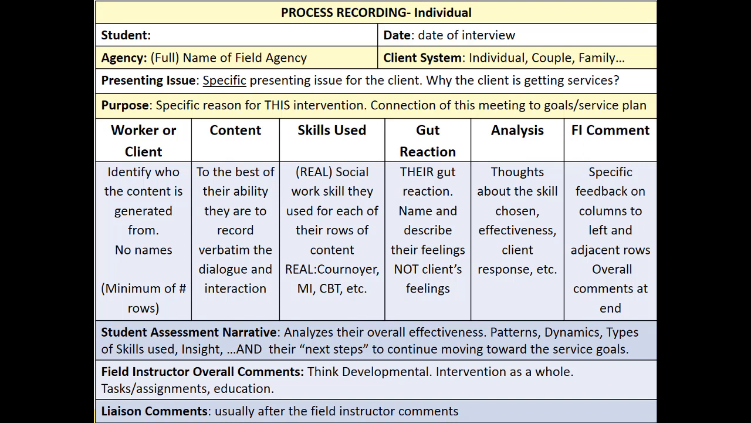So in the process recording, you will notice that there are a number of columns. The very first one is who is speaking, whether it's you as the worker or the client. And then the content, which is the verbatim content as best as you can remember what was said by you and by the client, as well as any nonverbal observations you may make of the client. As an example, if the client walks in and bursts into tears without saying a word, you may want to note that in the content section, even though the client did not speak.